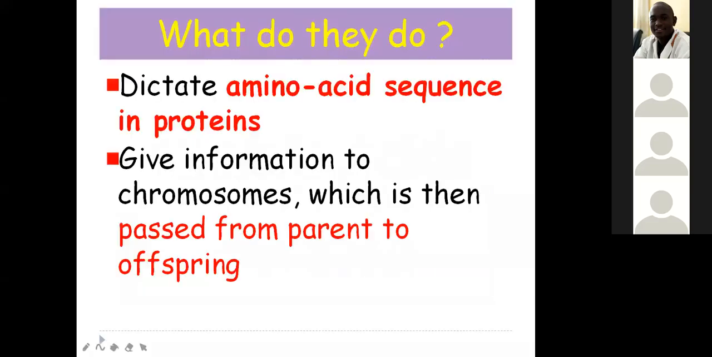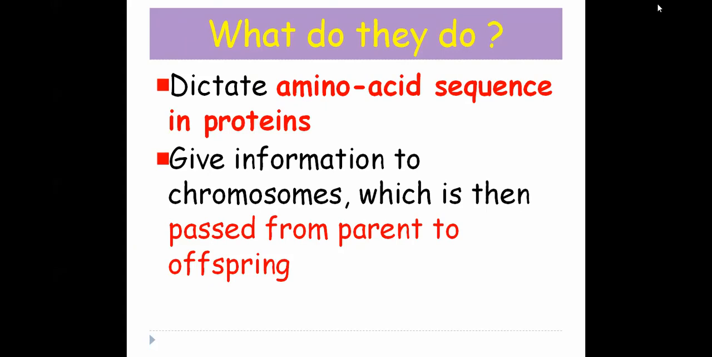So nucleic acids are basically chemicals that determine the amino acid sequence in proteins. Most of the structures of our body are proteins, and for those proteins to look the way they look, we need amino acids. So we'll go phase by phase and try to fuse in some questions as we go on, so that we cut on time. We already lost a few minutes. They give information to chromosomes, which is then passed from parents to offspring.